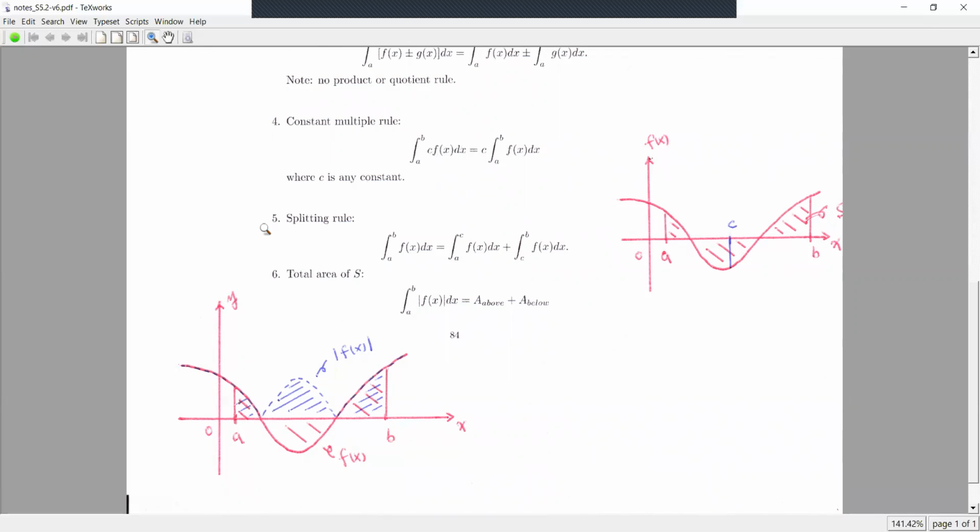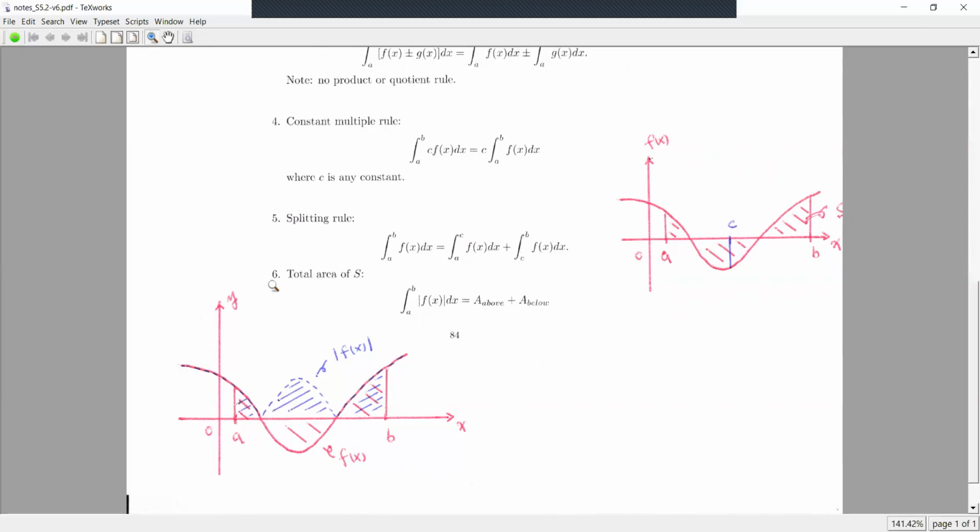Property number five, splitting rule. Integral is net area. We can split the net area into two net areas. The integral from A to B is the net area from A to B. I can split it into the net area from A to C plus the net area from C to B.